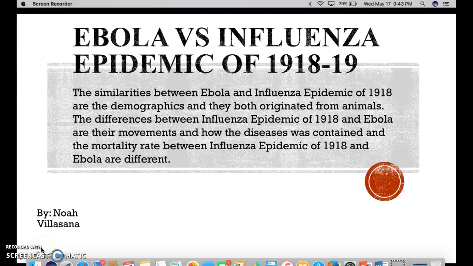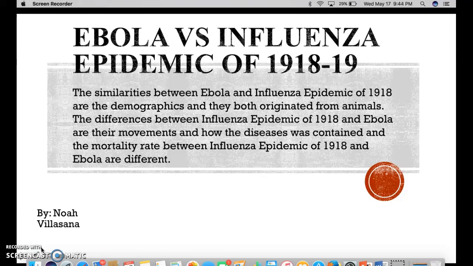Today we will be talking about Ebola versus the influenza epidemic of 1918 and 1919. The similarities between these two diseases are their demographics, and they both originated from animals. The differences between the influenza epidemic of 1918 and Ebola are their movements, how the diseases were contained, and the mortality rate.